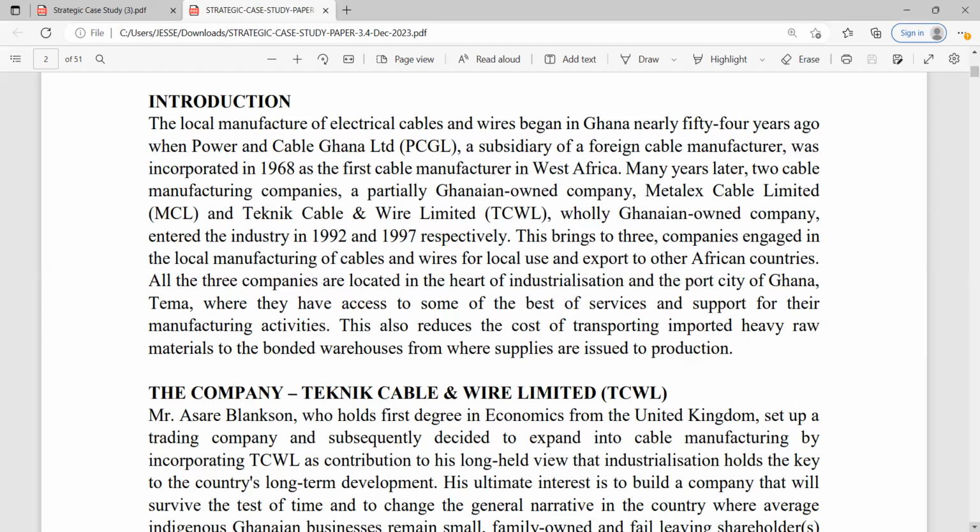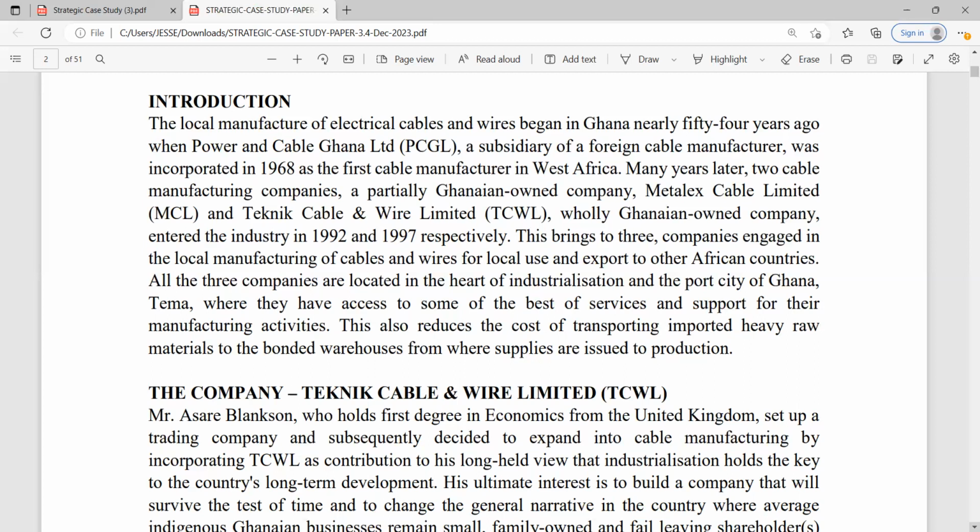So many years later, two cable manufacturing companies, a partially Ghanaian-owned company, which is Metalix, and Teknik Cable and Wire Limited, which is wholly Ghanaian-owned, entered the industry in 1992 and 1997, respectively. So you can see that it's only over 20 years after that we see any formidable competition coming in. Right? It's only after over 20 years later. So this is very, very interesting.